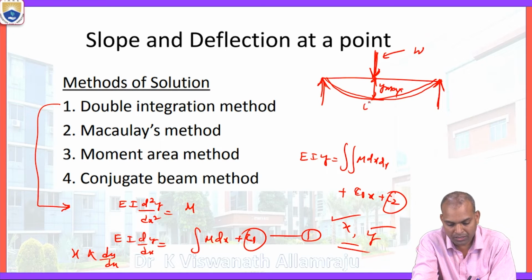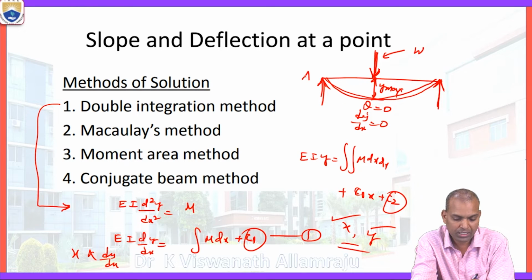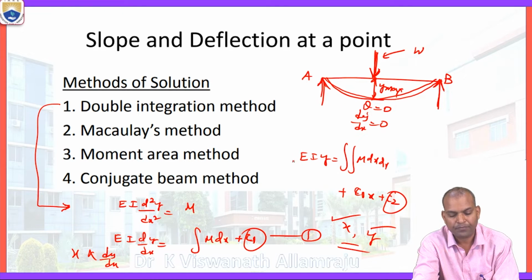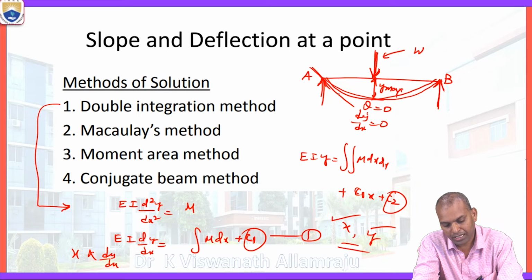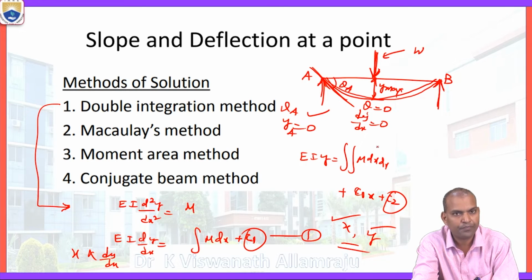What is the slope here? The slope becomes 0. That means dy by dx equal to 0. Suppose you consider point A and point B. At the supports, what is theta A? The theta A will be there. What about deflection? Deflection y equal to 0.